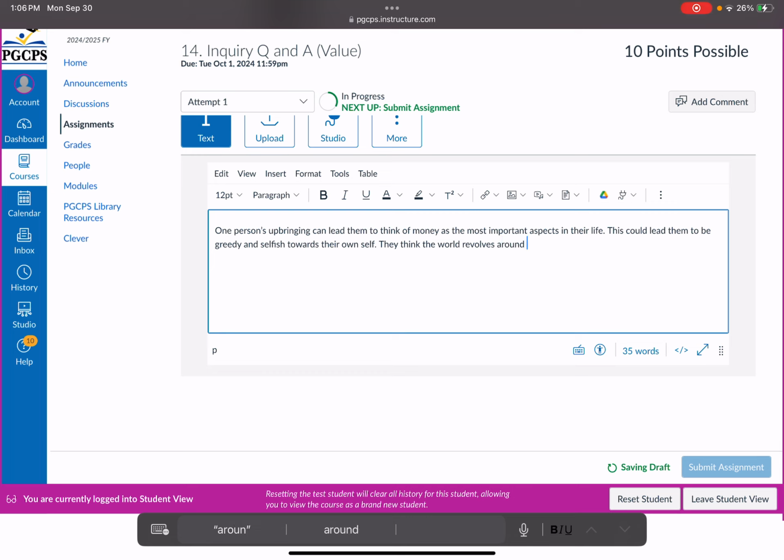Revolves around them. So obviously I'm just writing my experiences or what I think about in terms of selfishness and greed, but you also want to do a little bit of research, look up things, to kind of give you an idea, some sketches of things you can do.